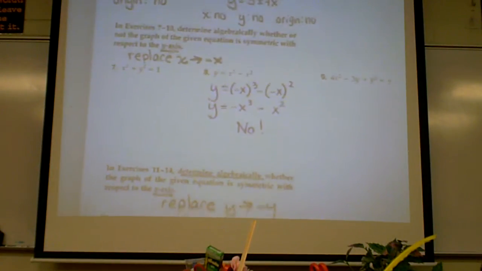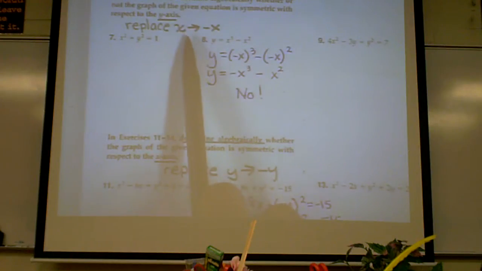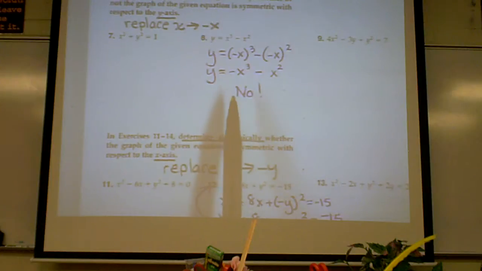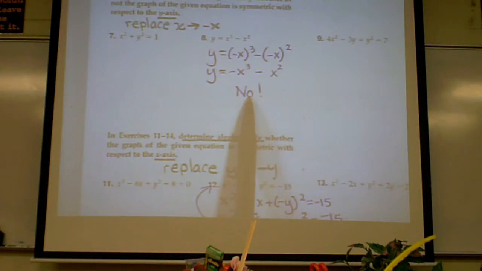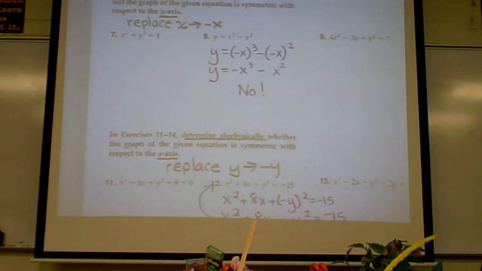I want you to go to number 8. Read this question. Determine algebraically. How do you determine if something, and I don't even know if this is a function because it says y, there's no f of x. How do I know this has symmetry to the y-axis? Algebraically, you replace x with negative x. If you can get the problem back to its original, you say yes. This one did not work.